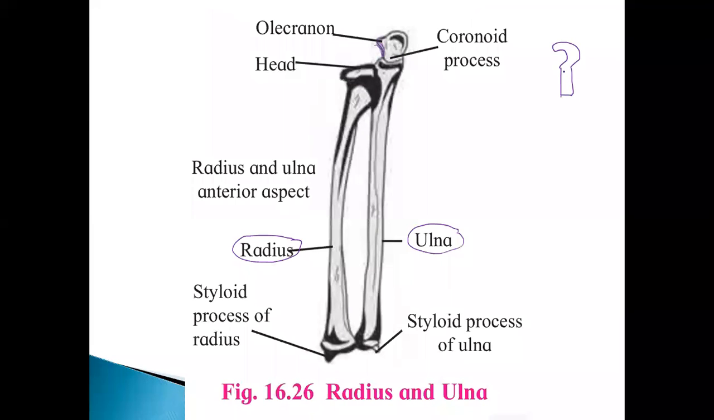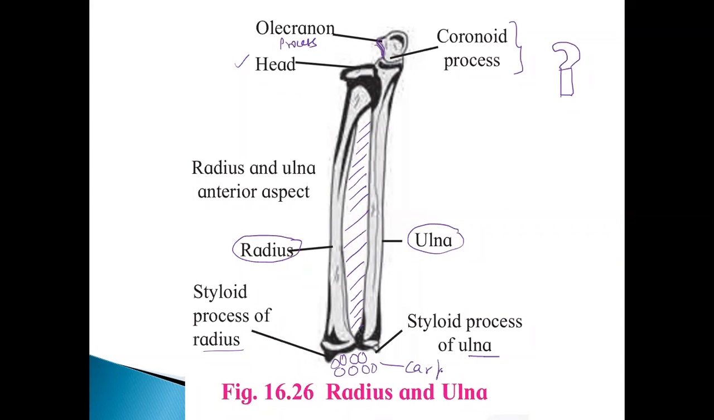This process that you can see here is called the olecranon process. And below the olecranon there is a coronoid process. This is the head of the radius and ulna. In between there is the interosseous membrane, a very important part. Then at the end there is the styloid process of the radius and the styloid process of the ulna. These processes articulate with the most important part, the carpals. There are 8 carpals present, and all 8 carpals interact here.